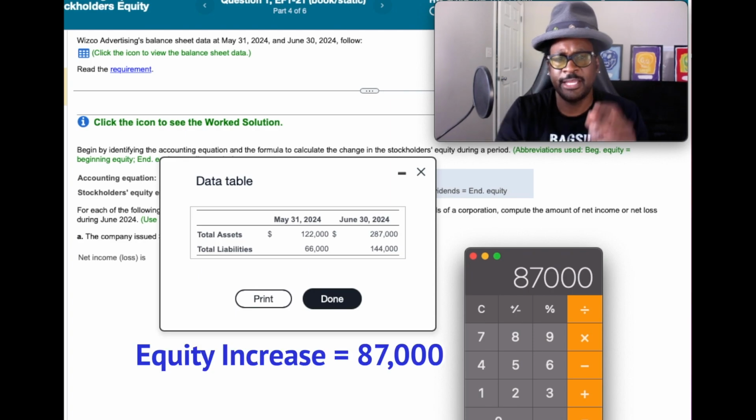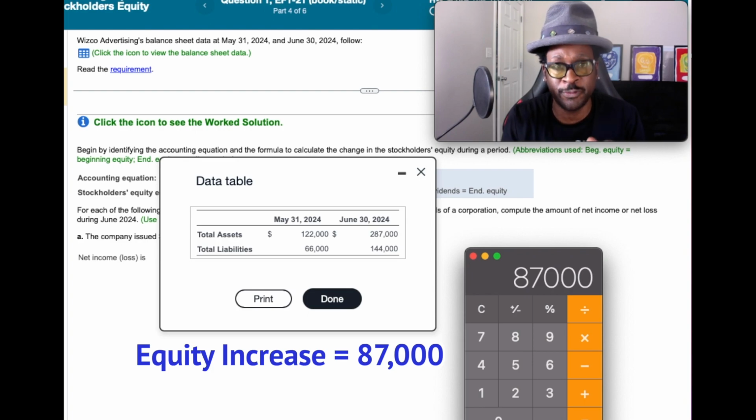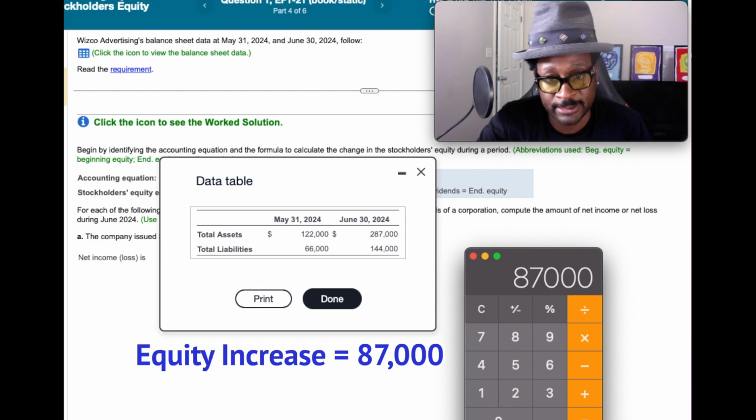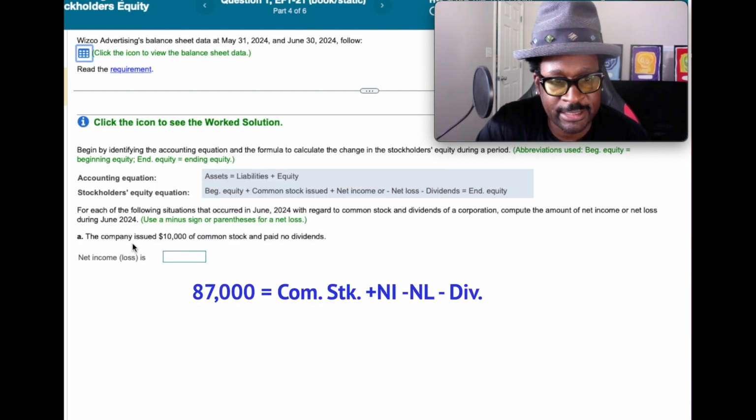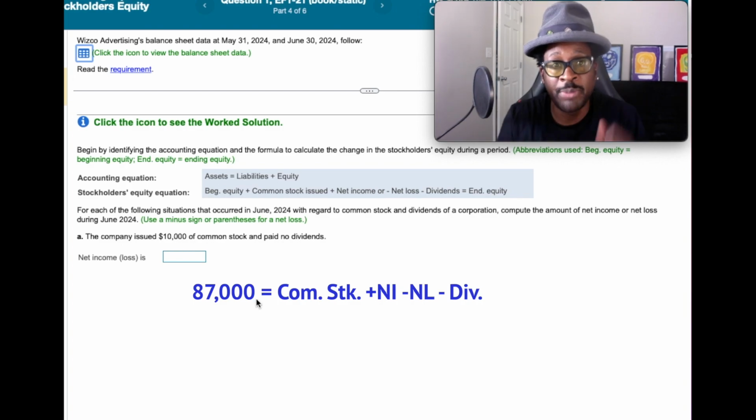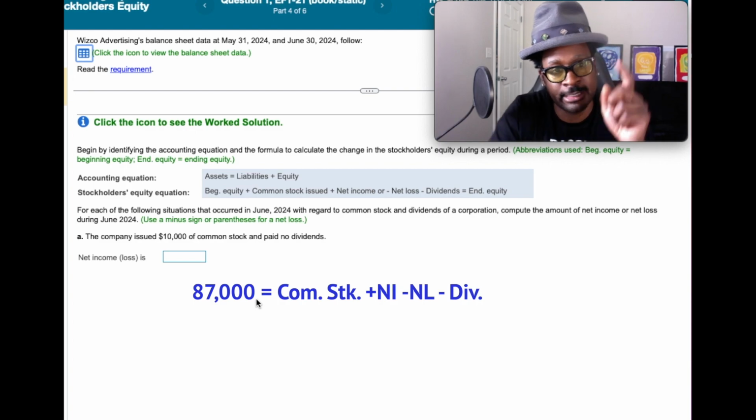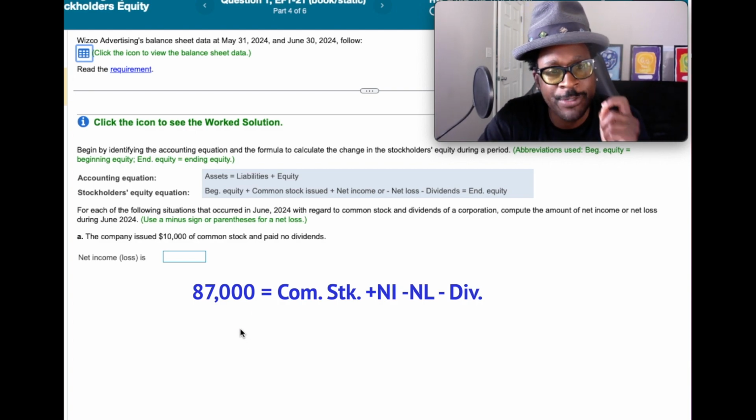So obviously our stockholders' equity increased by $87,000. And what we're going to do to find out what net income is, is use our stockholders' equity formula. It tells us in scenario A that the company issued $10,000 of common stock and paid no dividends. Well, based on our formula, that increase in stockholders' equity of $87,000 can only come from common stock and retained earnings.